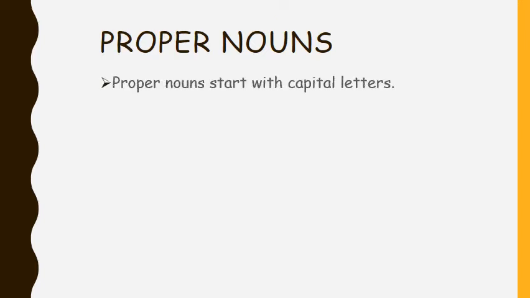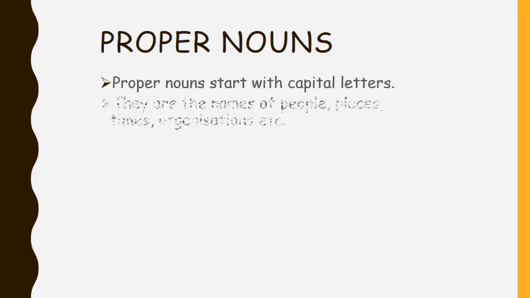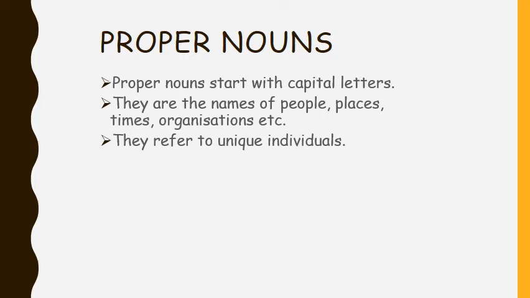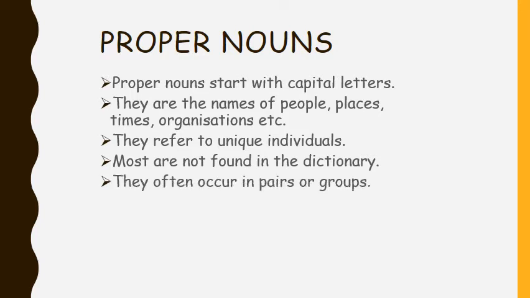Okay, proper nouns. Proper nouns start with capital letters, and they specify the person or the place or the thing that I'm talking about. They are the names of people, places, times, or organizations, etc. They refer to unique individuals, specific animals, specific places. Most are not found in the dictionary. Since they are proper nouns, we do not mostly find them in dictionaries. They often occur in pairs or groups.